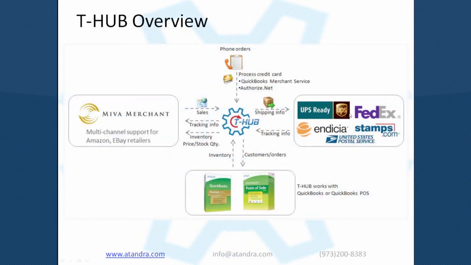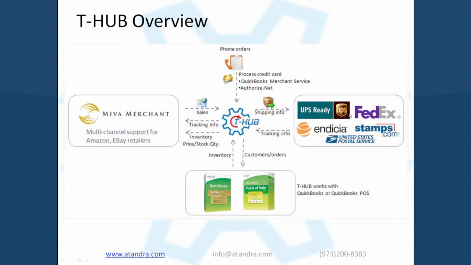So before we get started, for those of you who are not familiar, I like to use this image to show you where T-Hub fits into your e-commerce world. So if you're selling on Miva Merchant website, T-Hub connects your website on one hand, QuickBooks on the other hand, and your shipping providers for shipping packages, and it also accepts phone orders directly into T-Hub if you want to do that. So I don't know if you can see all the arrows. This picture is also there on the website.